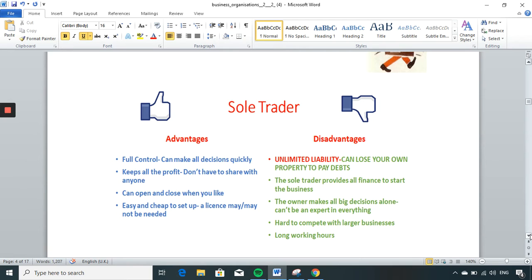And it's easy and cheap to set up. You only may need to get a license if, as I discussed above, you're choosing a name other than your own. The disadvantages, well, the main one there is unlimited liability. So you can lose your own property to pay debts if needed. The sole trader must provide all finance to start the business up themselves. So all capital must be provided by that sole individual.